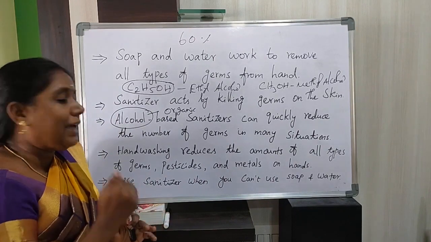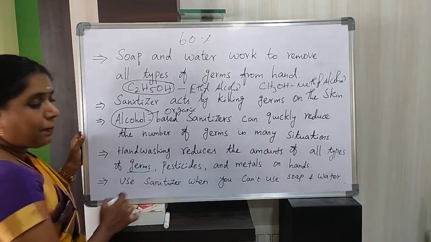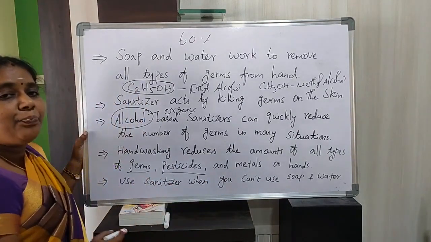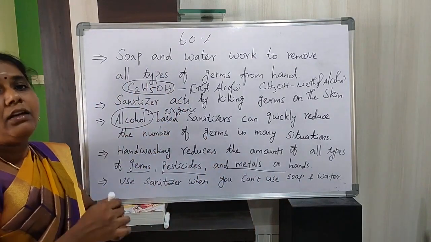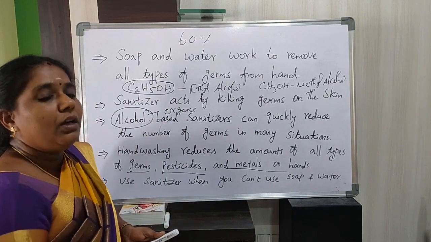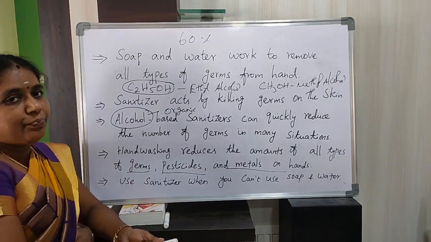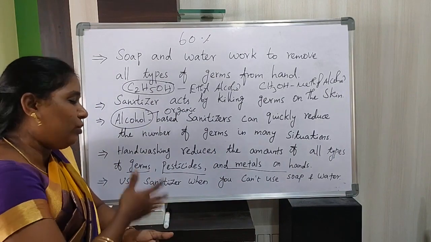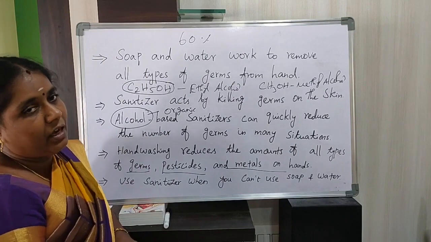Anyhow, generally hand washing reduces the amount of all types of germs as well as pesticide as well as metal. Some metal impurities are also present on our hands, and those metals will also be removed with the help of hand washing. So while hand washing, it will reduce the amount of germs, pesticide as well as metal present on our hands.